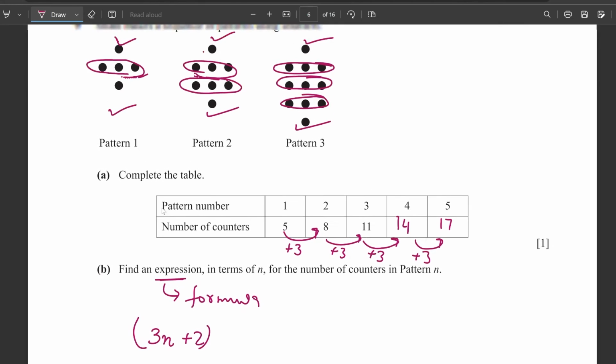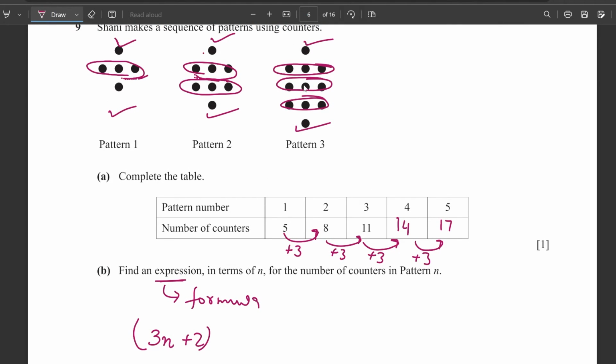Let's see if the theory holds true for pattern 3. 3 times 3 is 9. 9 plus 2 is 11. True. Let's say for pattern 2. 3 times 2 is 6. 6 plus 2 is 8. It's right.